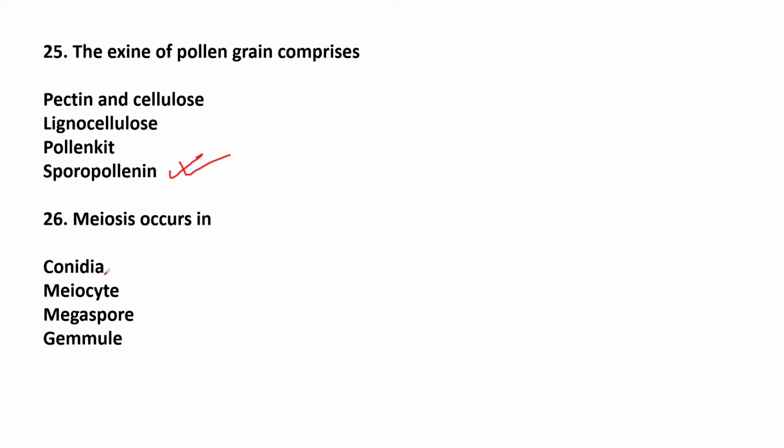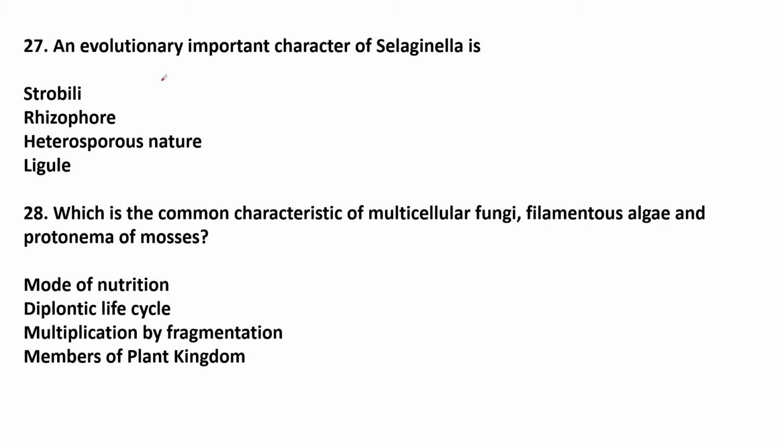Meiosis occurs in conidia, meiocyte, megaspore, gemmule. Right? It is meiocyte. An evolutionary important character of Selaginella is strobili, rhizophore, heterosporous nature, or ligule. Right? It is heterosporous nature.